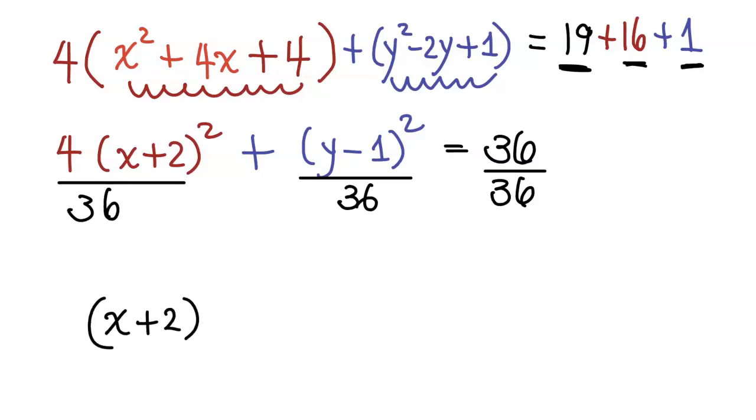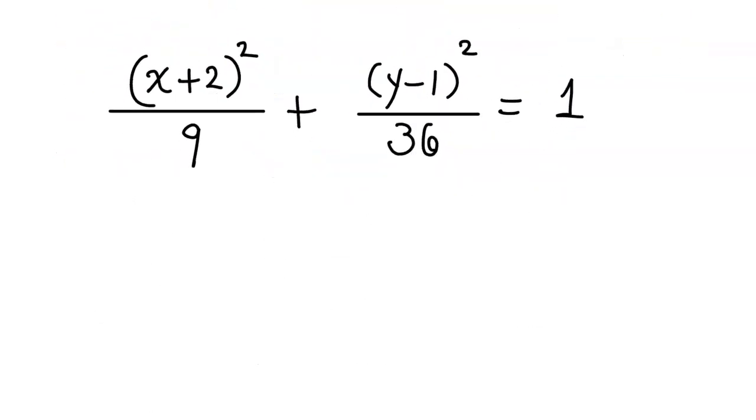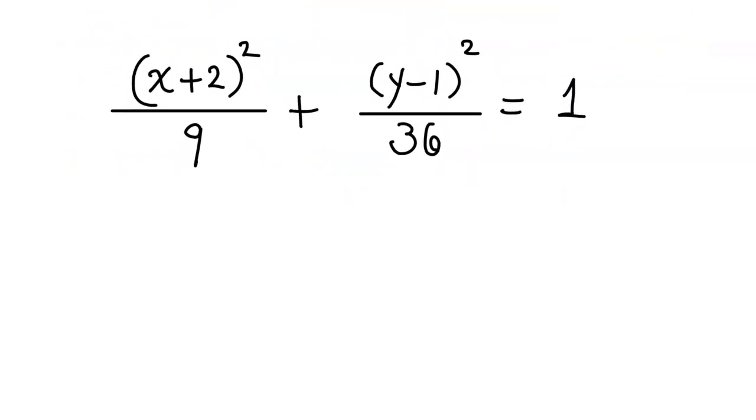So I'm going to write the first fraction to be (x + 2)² over 9. The second one I don't have to simplify. We just have (y − 1)² over 36. And on the right-hand side, we have 1. Now we have an equation of an ellipse in standard form.